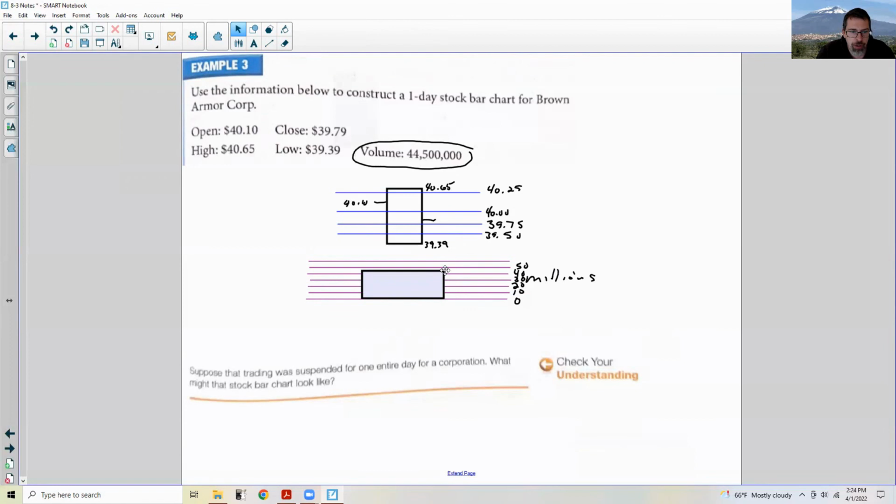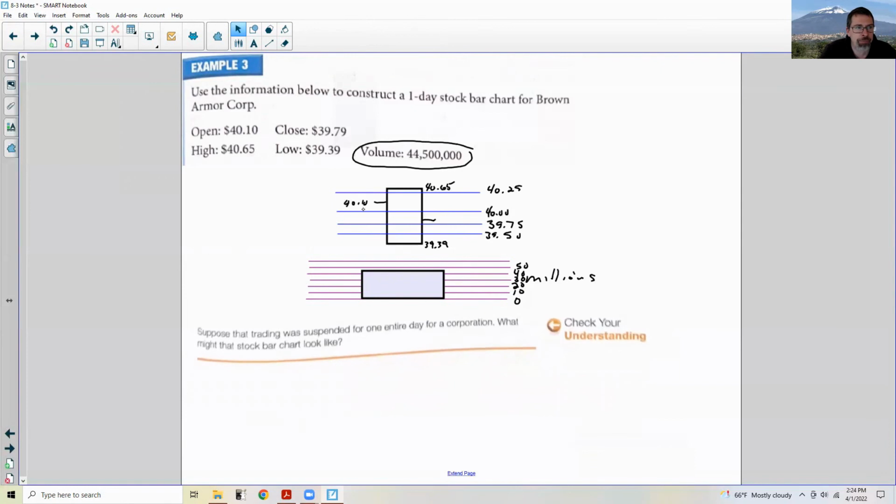There's your volume bar, over 40 million shares, between 40 and 50. And that's about as accurate as we can get this way. Again, there are computer programs that do this automatically. Tastyworks has a platform. I use Schwab's Street Smart Edge, it's called.